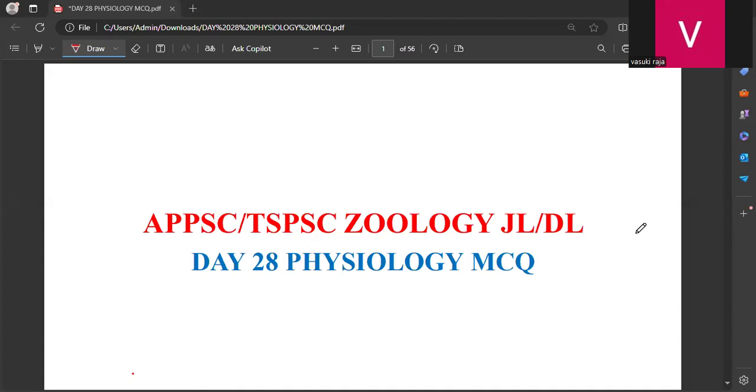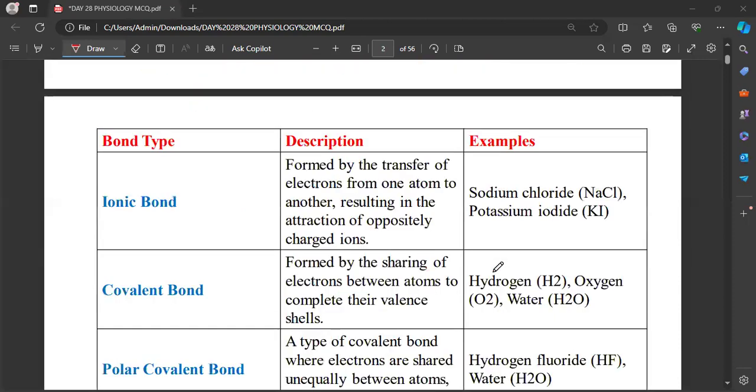In today's class, we are going to see physiology and reproduction in mammals, chemical bonds, and also some of the other topics. Okay, fine. So let's start with the bond types. What are all the types of bonds, where they are used, and some of their examples. The first bond will be the ionic bond.